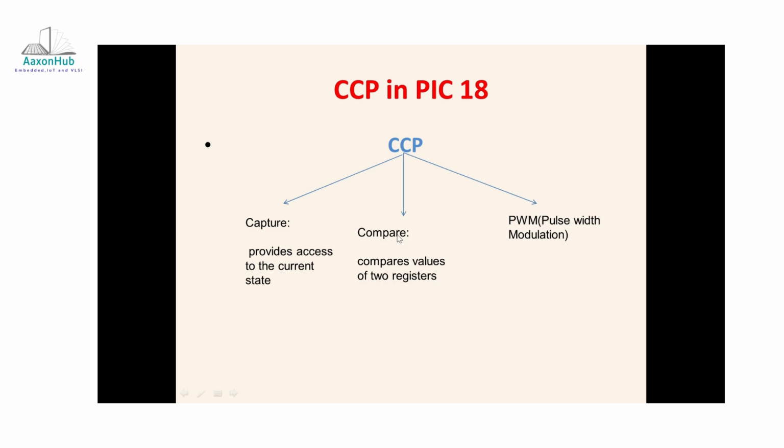The third category under this CCP module is PWM. PWM is pulse width modulation. You can generate a signal with varying frequency and duty cycle. So this can be utilized wherever a varying time period is required. With a variable duty cycle, you can go for the PWM module.